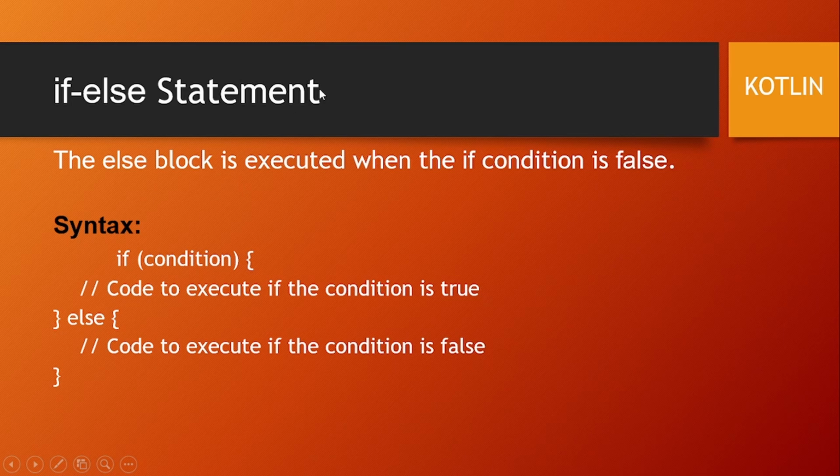What is an if-else statement in Kotlin? The else block is executed when the if condition is false. Here, as you can see, is the syntax. You write a basic if statement here. If this condition is false, this else block of code will get executed. The code that you write here will get executed.